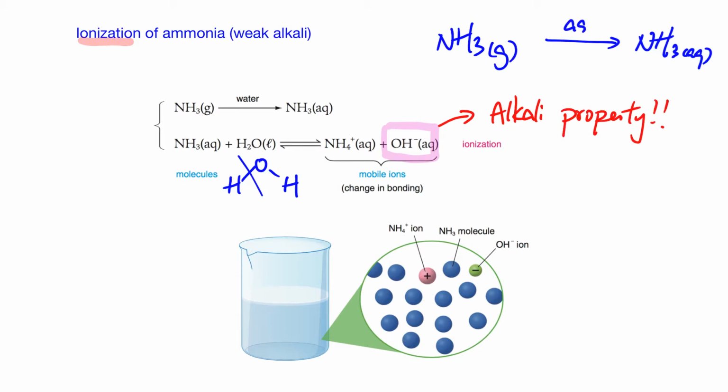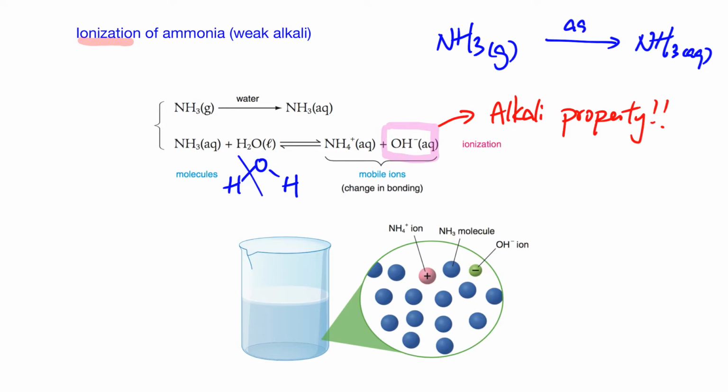Okay, so this gives the alkaline properties of ammonia solution. In the process, we have a covalent compound become ions. So we say that they are changing the bonding, a change in bonding. Therefore, we'll use the word ionization.